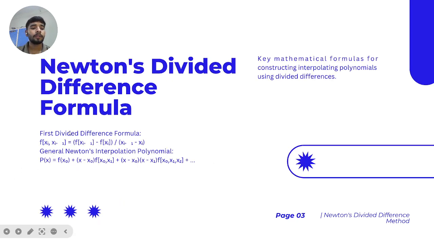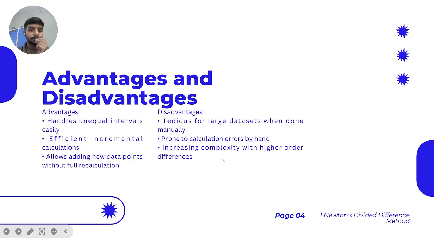Here, the first divided difference formula is f[xi, xi+1] equals f(xi+1) minus f(xi) divided by xi+1 minus xi. And the generalized Newton's interpolation polynomial is P(x) equals f(x0) plus (x minus x0) f[x0, x1] plus (x minus x0)(x minus x1) f[x0, x1, x2], and goes on.